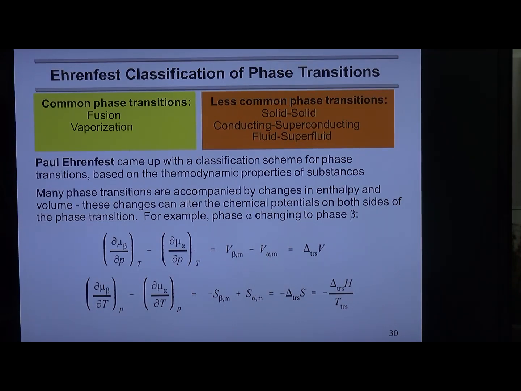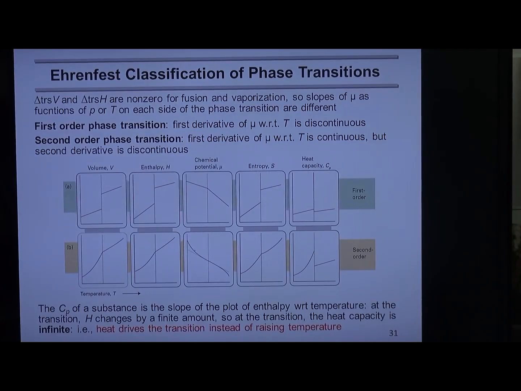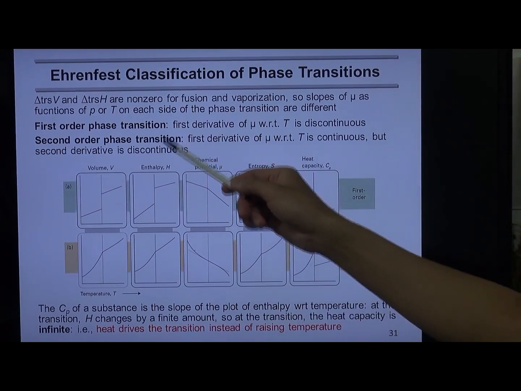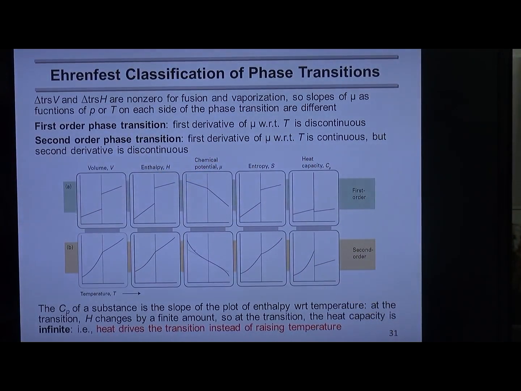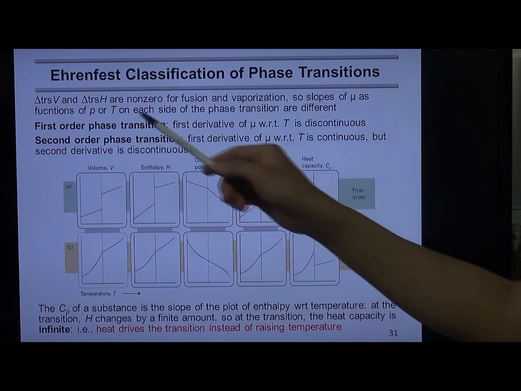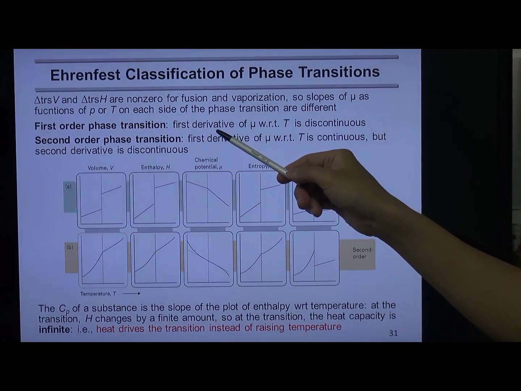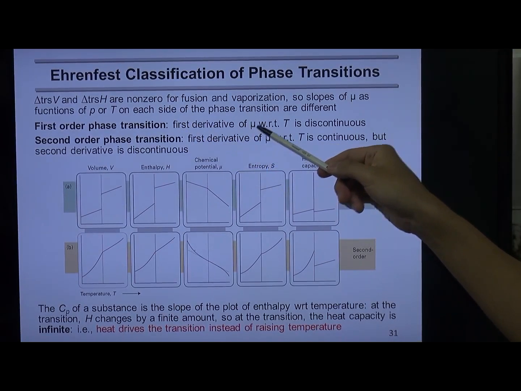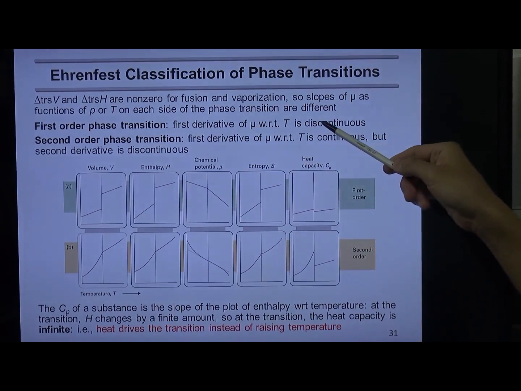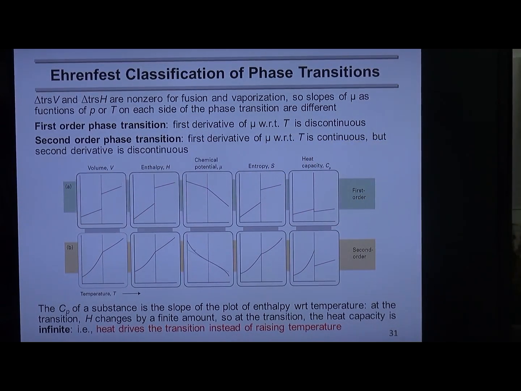So, his classification looks like this. He divided all different kinds of phase transition pretty much into two different kinds: first order phase transition and second order phase transition. Let's just look at the definition of each transition. First order phase transition has a certain property at which the first derivative of chemical potential with respect to temperature is discontinuous.